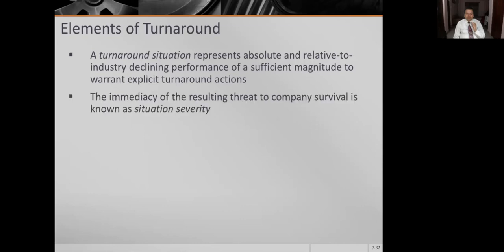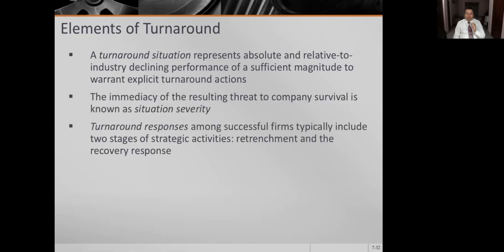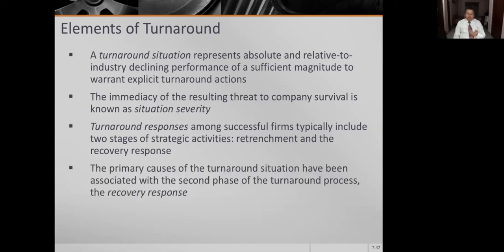That's what we discussed. Turnaround responses among successful firms typically include two stages of strategy activities: retrenchment and the recovery response. Right? You can retrench or you can recover. The primary causes of the turnaround situation have been associated with the second phase of the turnaround process, the recovery response.